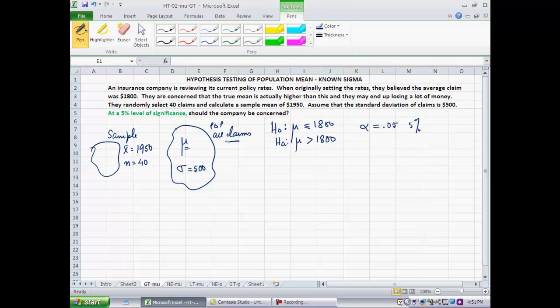Your initial inclination might be to set this up as the claim. In other words, set this up as the null hypothesis. So you might initially be inclined to say, oh, H0 is mu greater than 1800, because that's the claim we want to establish. However, that would be a mistake simply because of the way we do hypothesis testing.